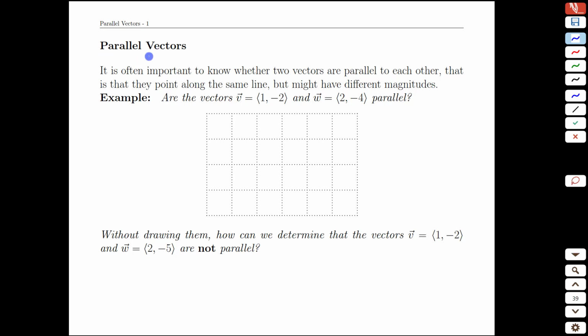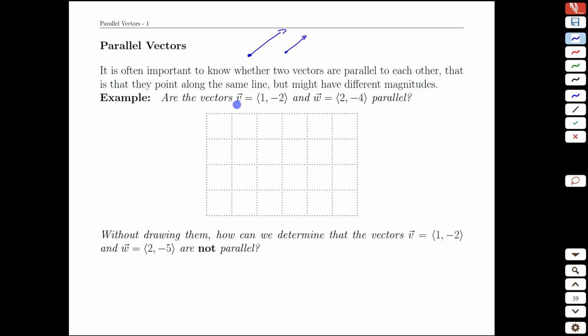In this video, we're going to look at parallel vectors. And the reason for that is when we focus on calculus ideas, it's going to be important for us to recognize when two vectors are pointing in the same direction, even though they might have different magnitudes. And that's not going to be something that's necessarily immediately obvious from the component form.